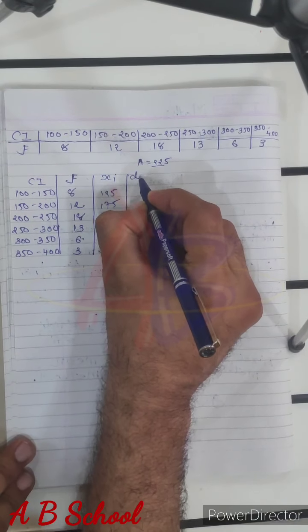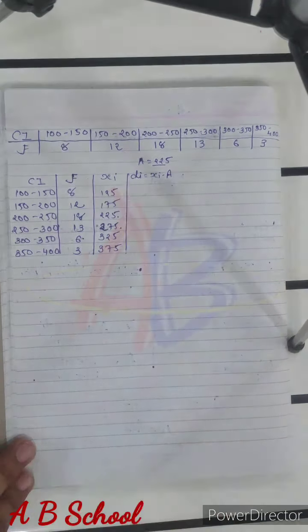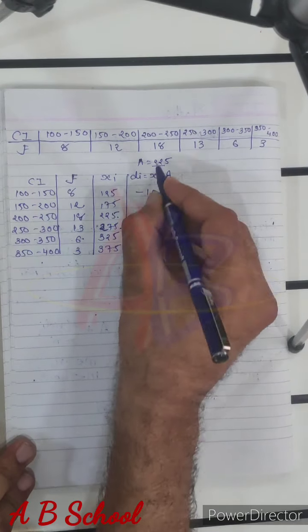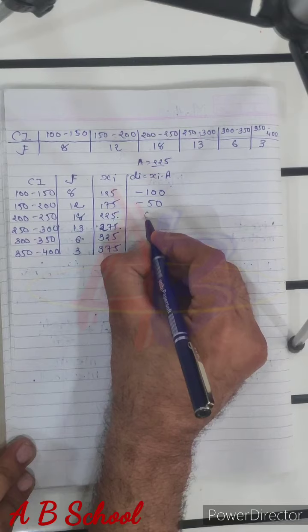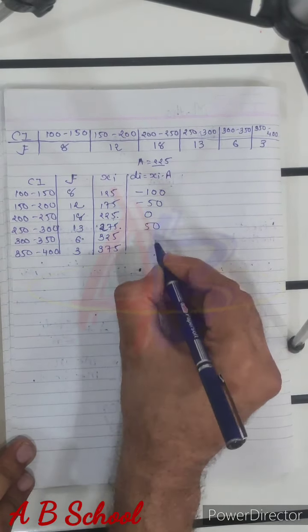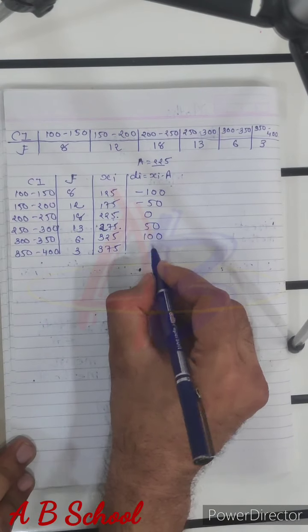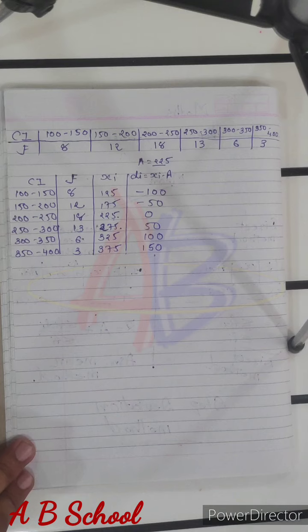So our di is equal to xi minus a. The same process which we did in the assumed mean method. So 125 minus 225, that is minus 100. This is minus 50. 225 minus 225, that is 0. 275 minus 225, that is 50. Here it is 100 and here it is 150. So this is my di.